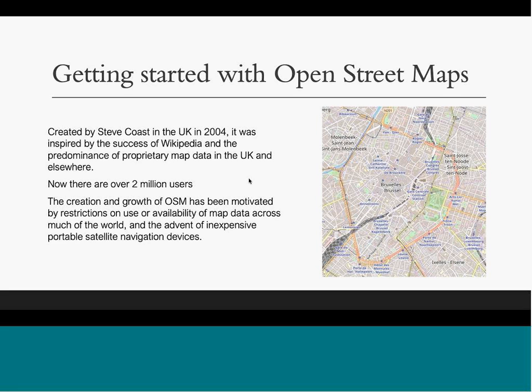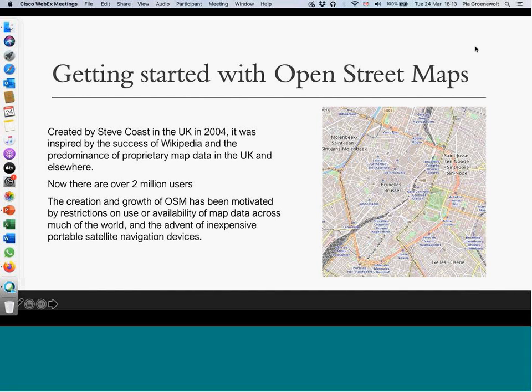Since then, there are 2 million users of OpenStreetMap, so people who are registered on OpenStreetMap, adding contributions, making edits. The reason why OpenStreetMap is so successful too is that there are a lot of inexpensive portable satellite navigation devices, and satellite data that can be imported onto OpenStreetMap, and you can look at the map from a satellite perspective and make the edits directly. In this program, you'll see how that's done. It's very hard to do, and if you sign up for OpenStreetMap, you'll get a walkthrough on how to do it yourself.